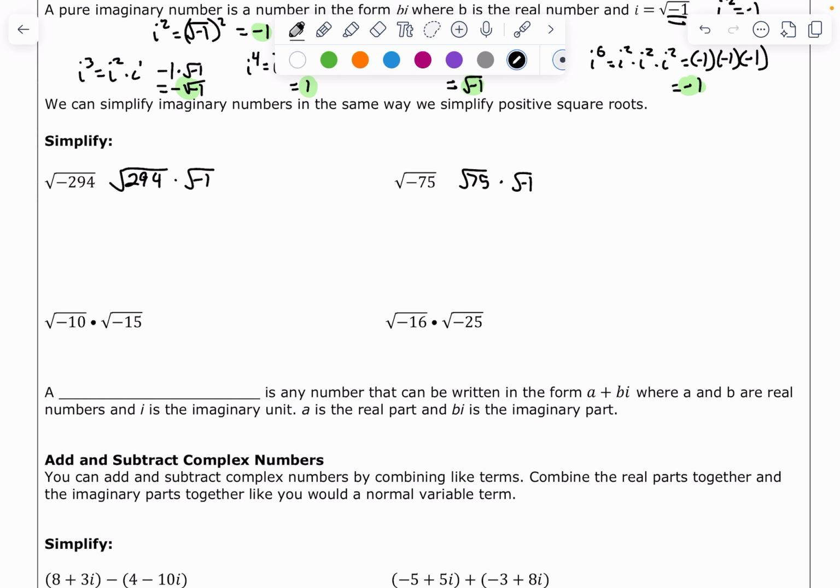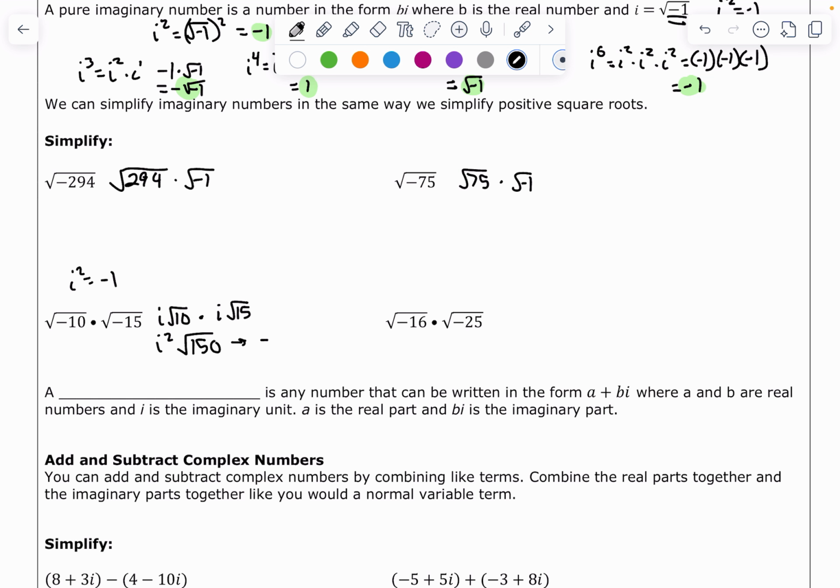Here we can remember that i squared equals -1. So we could rewrite this as i times the square root of 10, and we can take out that negative, times i square root of 15. Now we can use our properties of radicals. We can multiply the i's together. That becomes i squared times the square root of 150. And then i squared becomes -1.